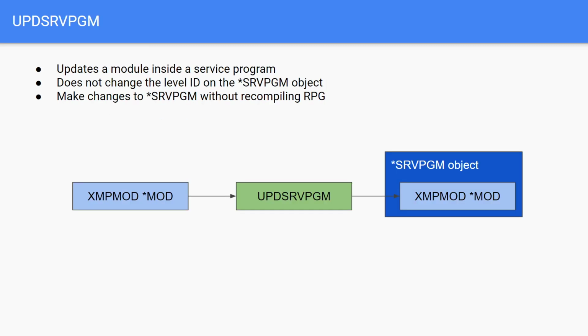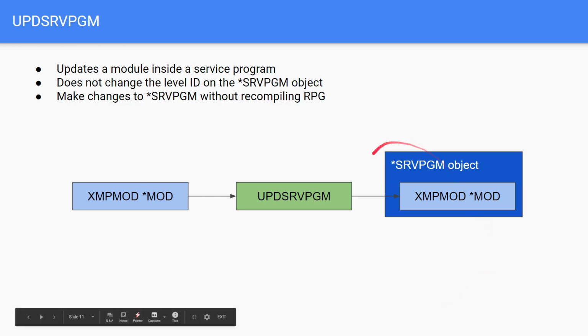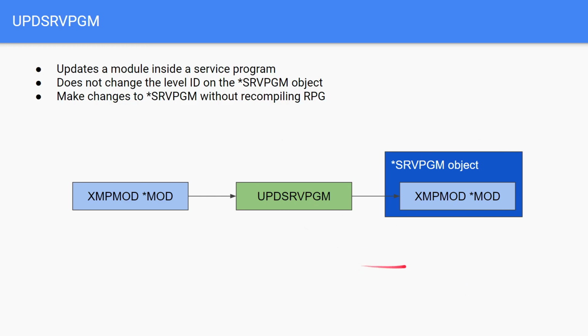Then there's this very useful command called update servprogram. What it allows you to do is update a module inside of a service program without having to recompile the service program entirely. The idea basically is it doesn't change the level ID on the service program object, which maybe is too much for this tutorial, but we are going to look at it anyway. But it means that you can change the service program procedure content without having to recompile the RPG program that uses it. Yeah, that's pretty much it.